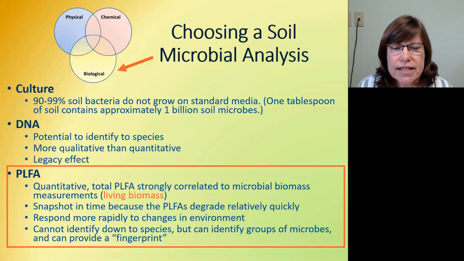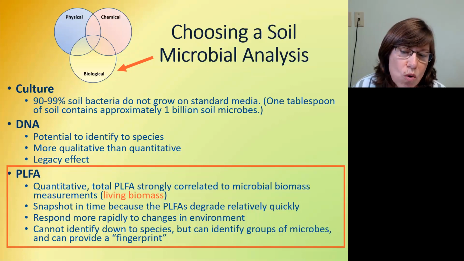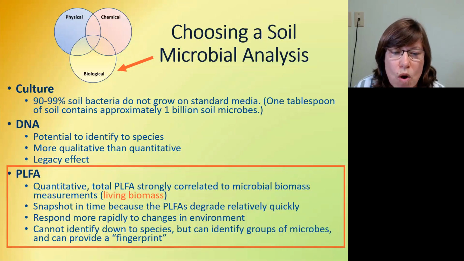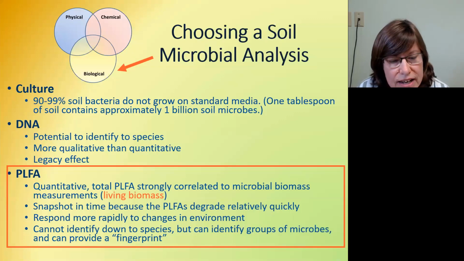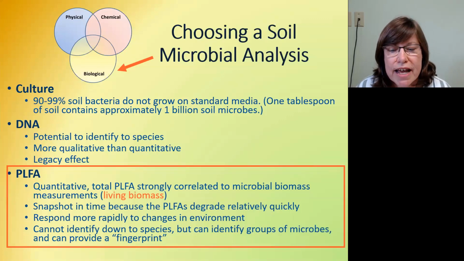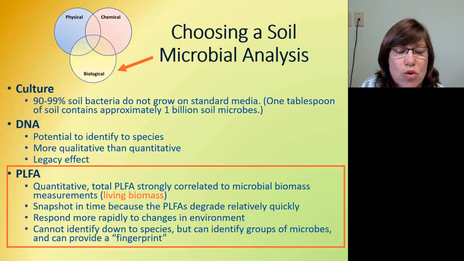Whereas phospholipid fatty acid analysis, the phospholipids break down pretty quickly. So they're strongly correlated to microbial biomass. So it's quantitative and it's estimating your living biomass, and it's kind of a snapshot in time. And because of this breakdown and renewal, it really can adapt to rapid changes in the environment. You cannot identify down to species, but we can identify into groups of microbes, and because it will get a list of all the phospholipid fatty acids and how much, you sort of get a fingerprint for that soil also. So that's what we chose.